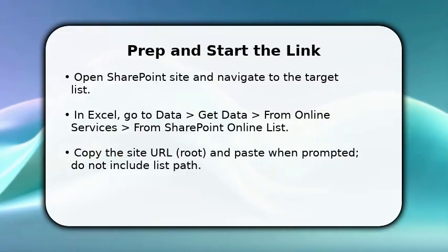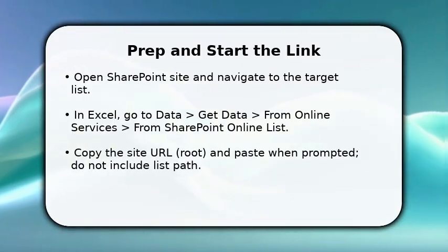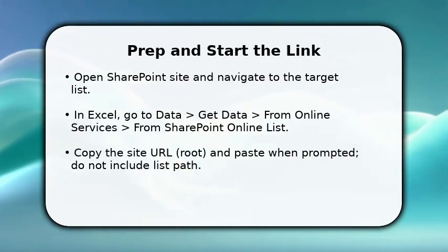You start by opening the SharePoint list you want to link so you know the list name and columns. Once done, open Excel and choose Data, Get Data, From Online Services, From SharePoint Online List.